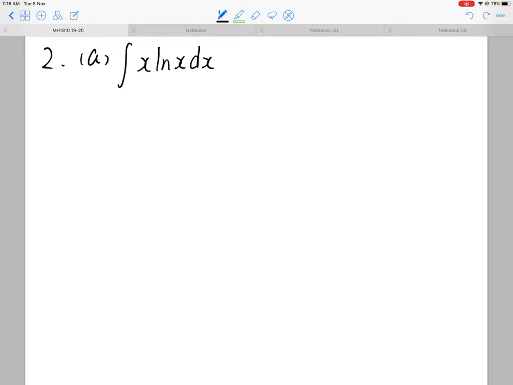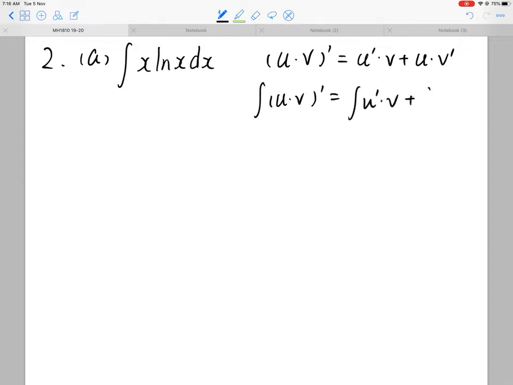But okay, look at this. u times v's derivative is what? It's u's derivative times v plus u times v's derivative. Okay, then what if you integrate both sides? If you differentiate first and then integrate the left side, you get the same uv, right?